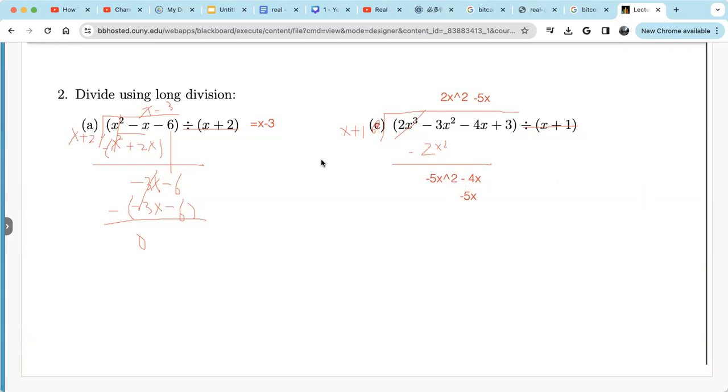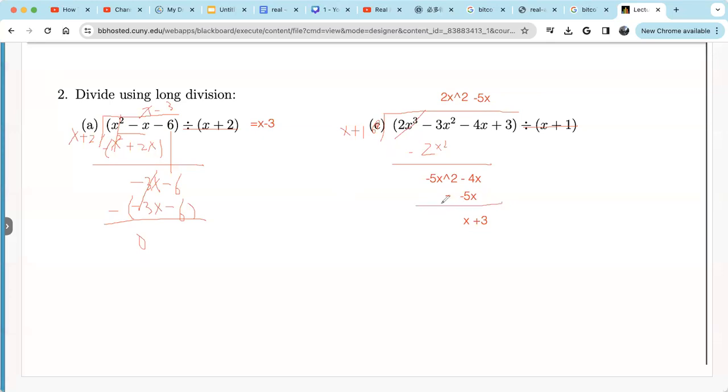Now we do subtraction, right? Each step we subtract. Subtract -5x becomes +5x. So -4x plus 5x, that's positive x. Then we move the next one down. Next term is 3. Let me draw a line here.